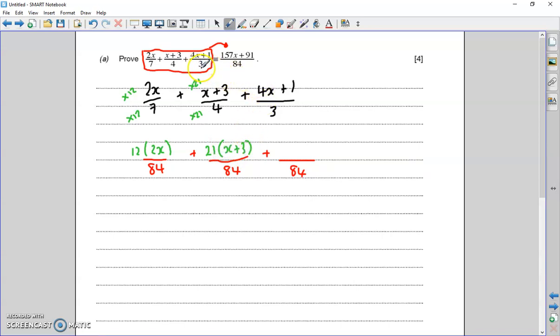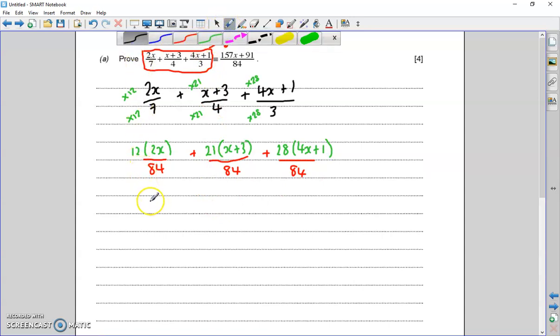And then how many 3s are in 84? That's what, 28 times 3, isn't it? Okay. Need good times tables on this one. 28 lots of 4x plus 1. Okay. Right, let's expand everything out now then.